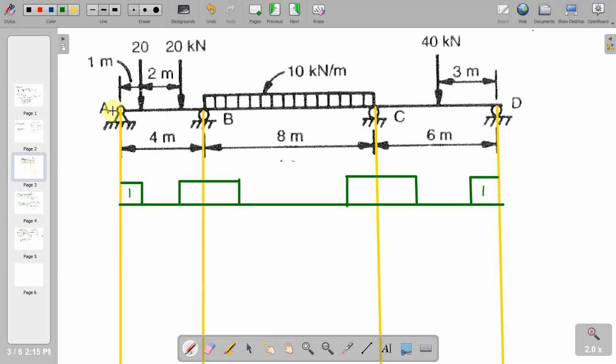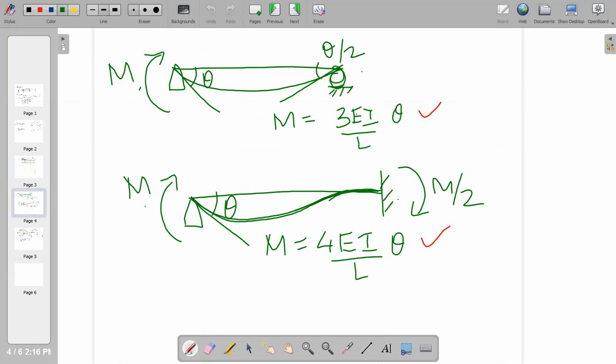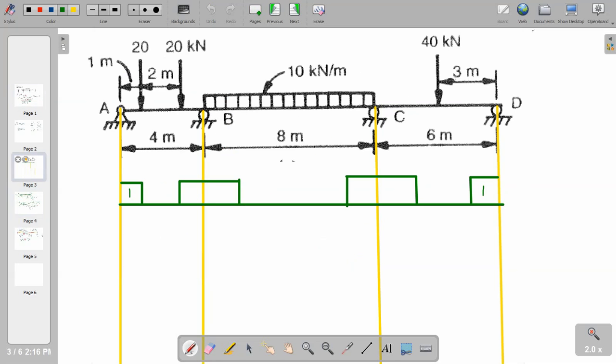Now for this one, this side is a pinned support and this side is a fixed support. When we are going to distribute it, the stiffness on the left side will be 3 EI by L. Remember, when you have simply supported, the stiffness is 3 EI by L. When you have fixed, it is 4 EI by L. I'm taking now the support at B. The beam on the left, you see, we assume fixed at B, but this side is pinned. So 3 EI by L.